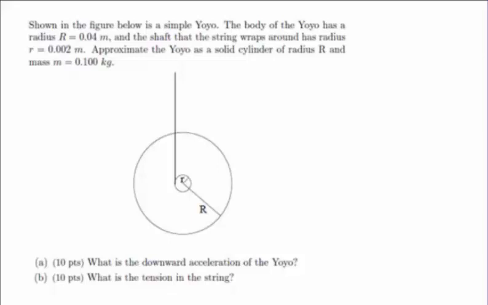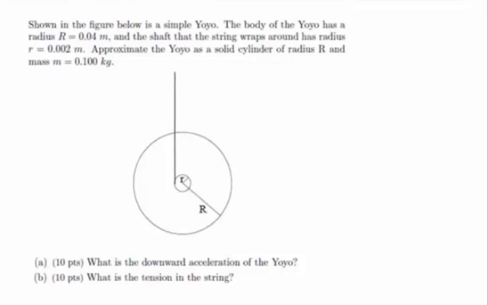Energy methods would relate kinetic to potential energy, and so if we had been asked what velocity we achieve after falling a certain distance, energy methods would be the most appropriate. However, since we've been asked for acceleration and tension, force methods are indeed the most appropriate.